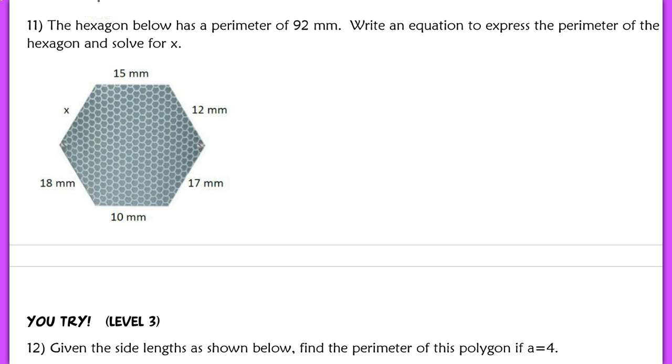All right, this is our last context question. In number 11, it says that the hexagon below has a perimeter of 92 millimeters.